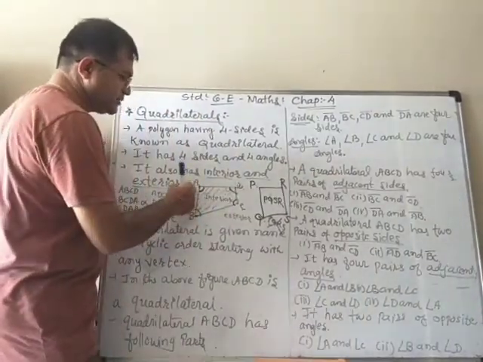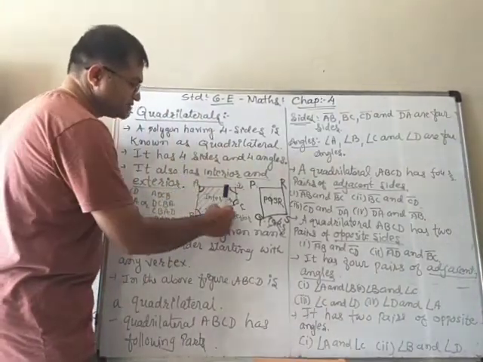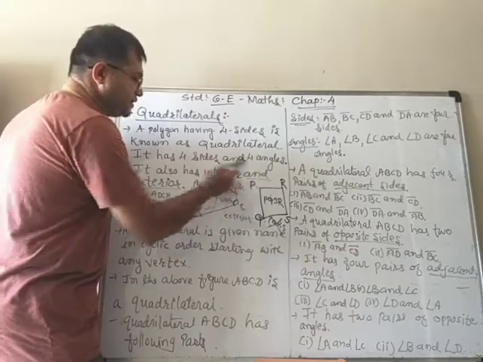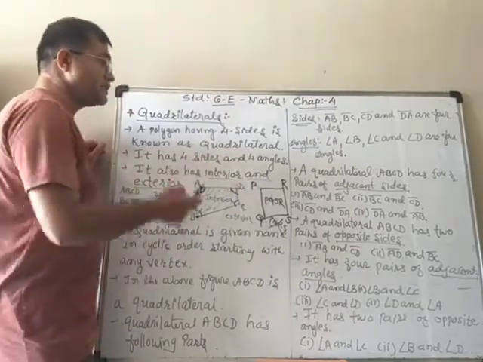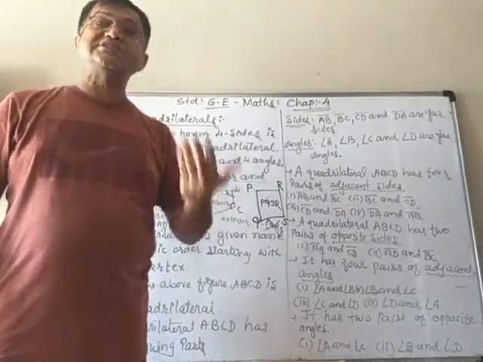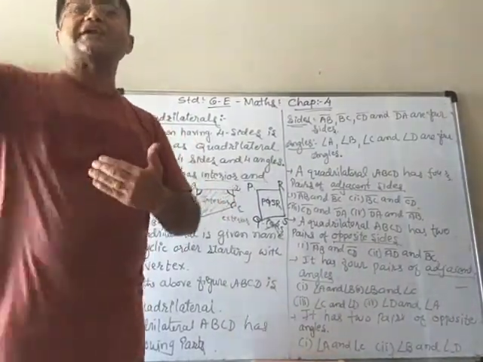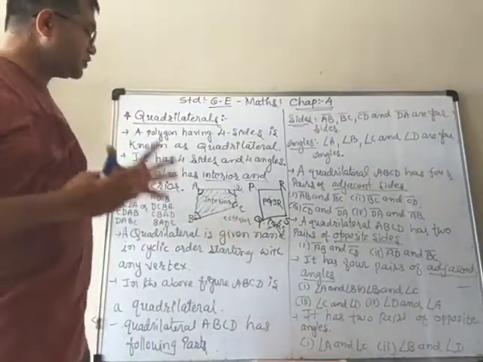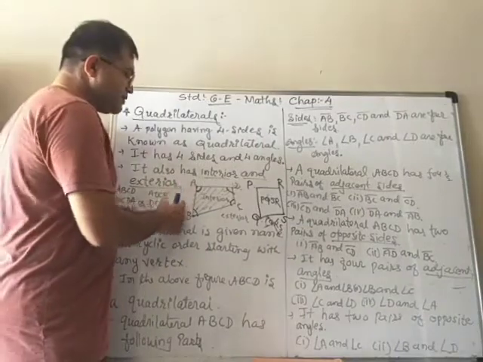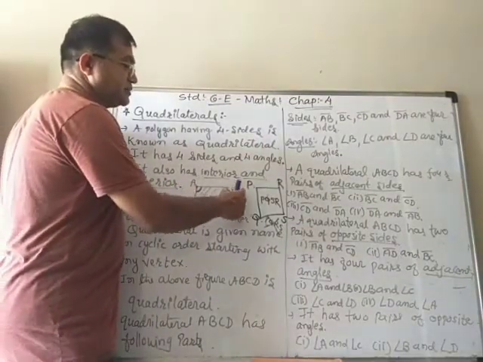So adjacent sides means if you start with AB, then BC. Then again BC has CD, CD and DA, and DA and AB. Those are the four pairs of adjacent sides. Now opposite sides. Opposite means exactly opposite here, meaning they don't have any common points. So here you can see that the side opposite to AB is CD, right?